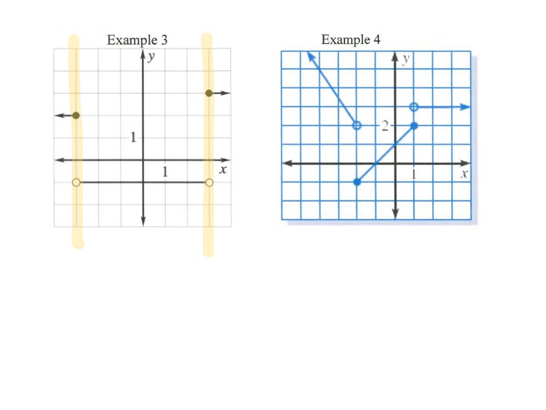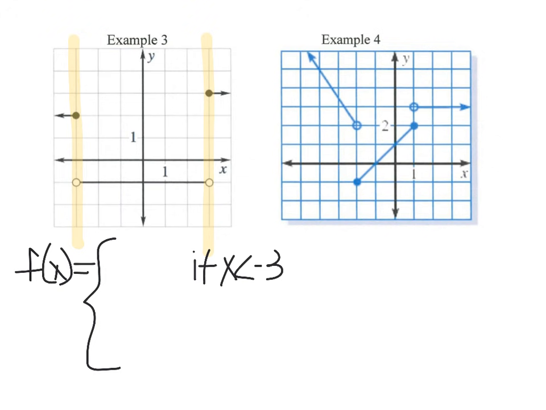So we know that this is going to be at x equals -3 and x equals +3. So we know we're going to have 3 different parts of this graph, because we've got 3 different lines here. If we were to write our function for this, we would say f of x equals, and we're going to have 3 different parts. The first part is going to be if x is less than -3. The second part is going to be if x is between -3 and +3. And the last part is going to be if x is greater than +3.